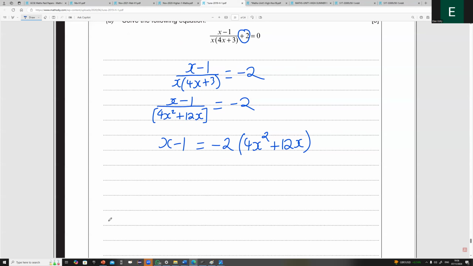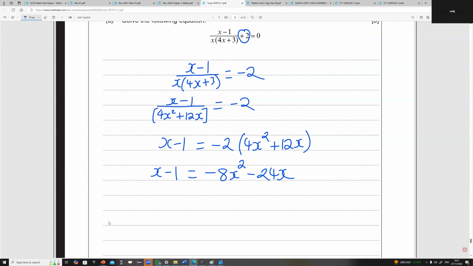Well, I could now expand the right-hand side. So we'd have x minus 1 equals minus 8x squared. Remember, a minus times a plus is a minus. Minus 24x. And what type of equation is this?